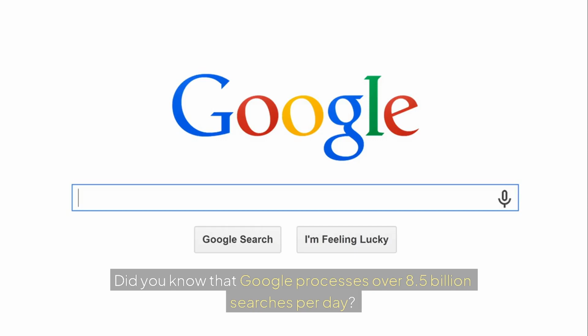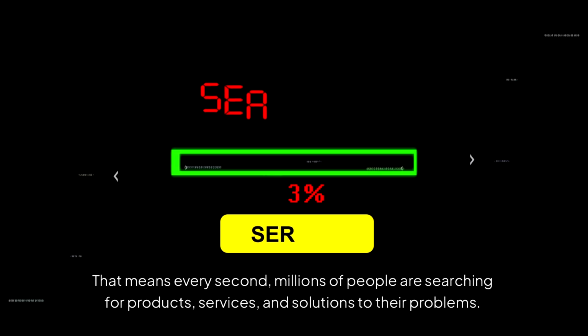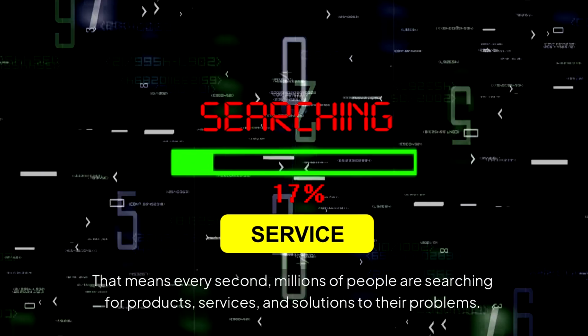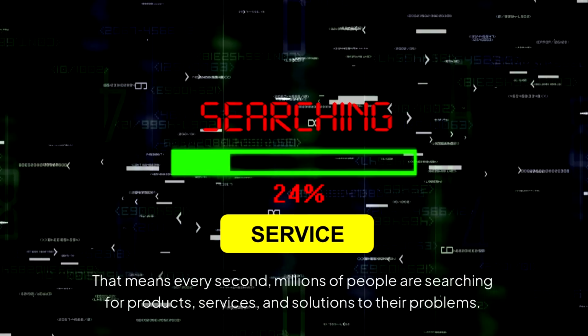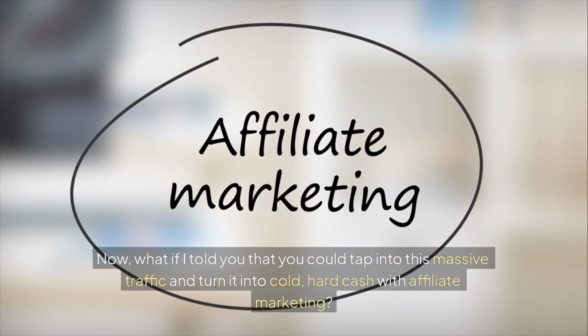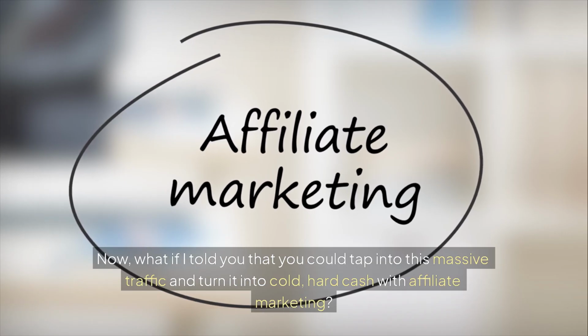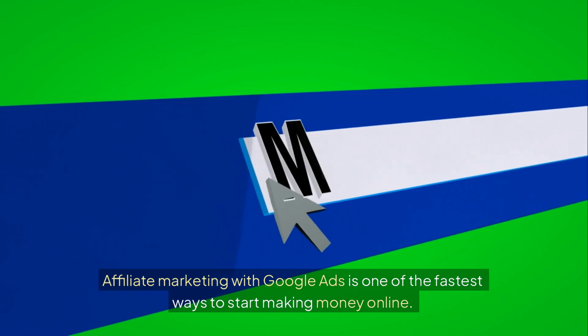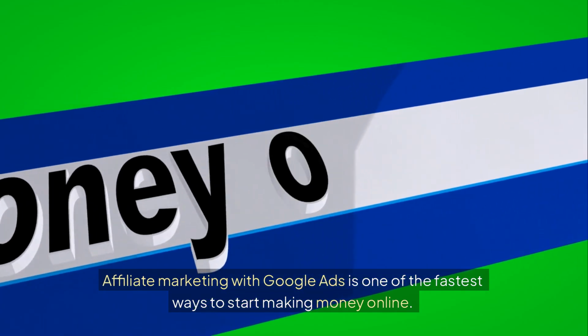Did you know that Google processes over 8.5 billion searches per day? That means every second, millions of people are searching for products, services, and solutions to their problems. Now, what if I told you that you could tap into this massive traffic and turn it into cold, hard cash with affiliate marketing? That's right. Affiliate marketing with Google Ads is one of the fastest ways to start making money online.